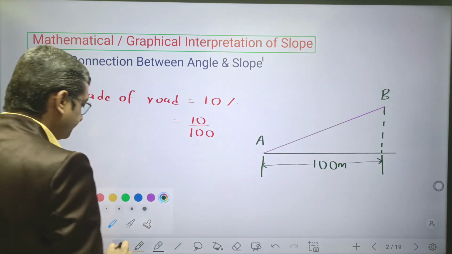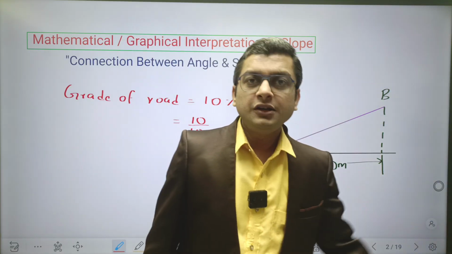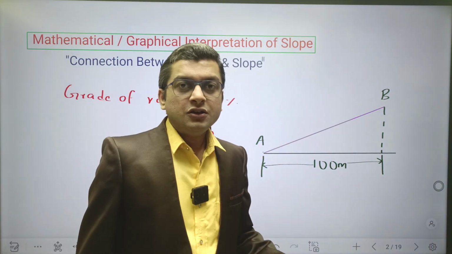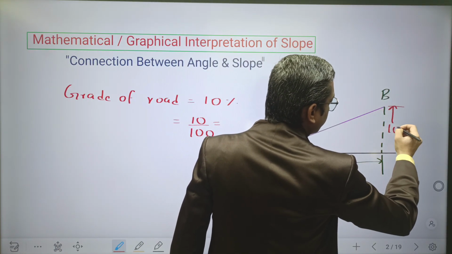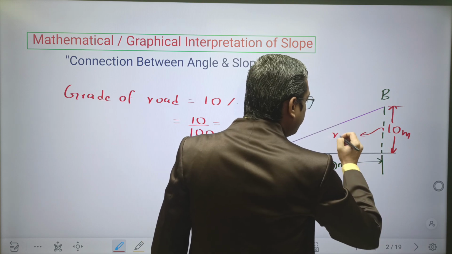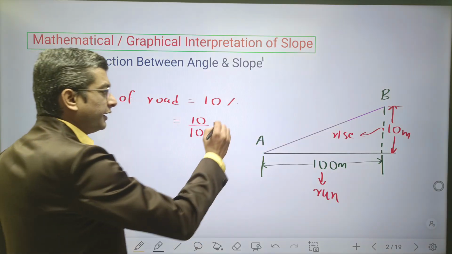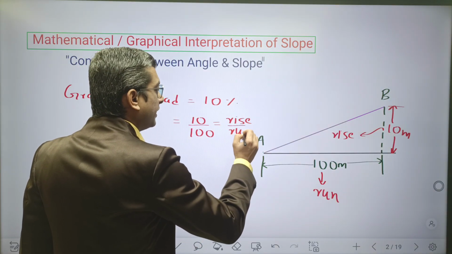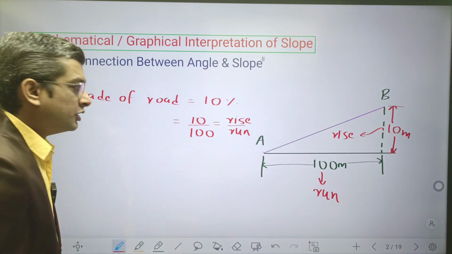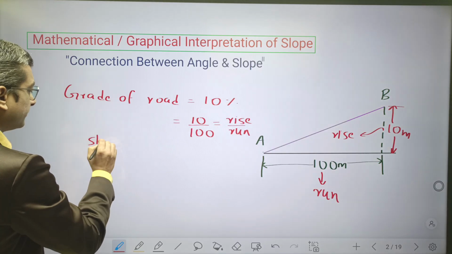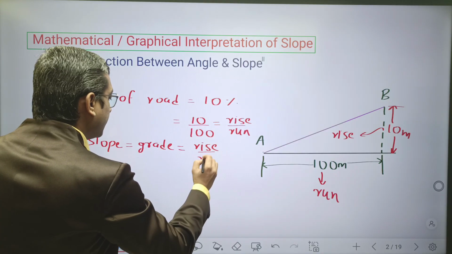And suppose you have covered 200 meter along horizontal direction, then you will get rise by 20 meter. What is 10 here? This is 10 meter. So this 10 meter is nothing but rise, and this 100 meter is nothing but run. Are you getting? So what is grade? Grade is given by rise by run. And as we have seen in lecture number 3, slope is also given by rise by run. So slope is equal to grade, and its formula is given by rise by run.